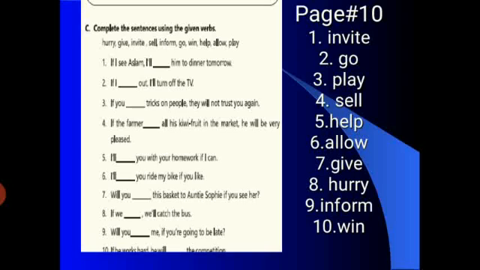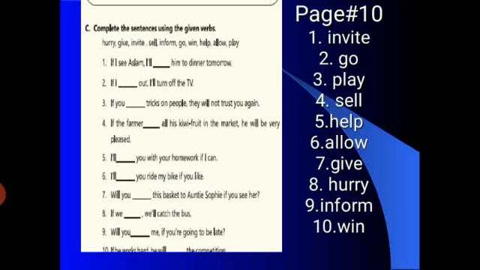Sentence number 6. I will dash you ride my bike if you like. So in this example, we are going to write the verb allow. I will allow you ride my bike if you like.